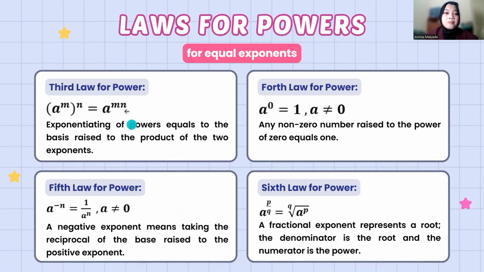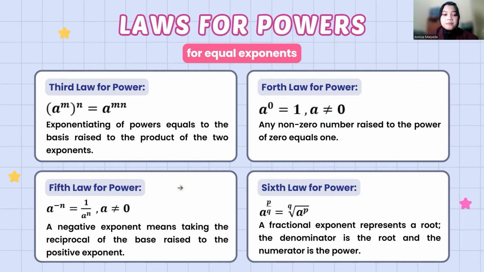Third law for power. A to the power of m in bracket to the power of n equals A to the power of m times n. Exponentiating of powers equals the basis raised to the product of the two exponents. Fourth law for power. A to the power of 0 equals 1 when A is not equal to 0. Any non-zero number raised to the power of 0 equals 1.